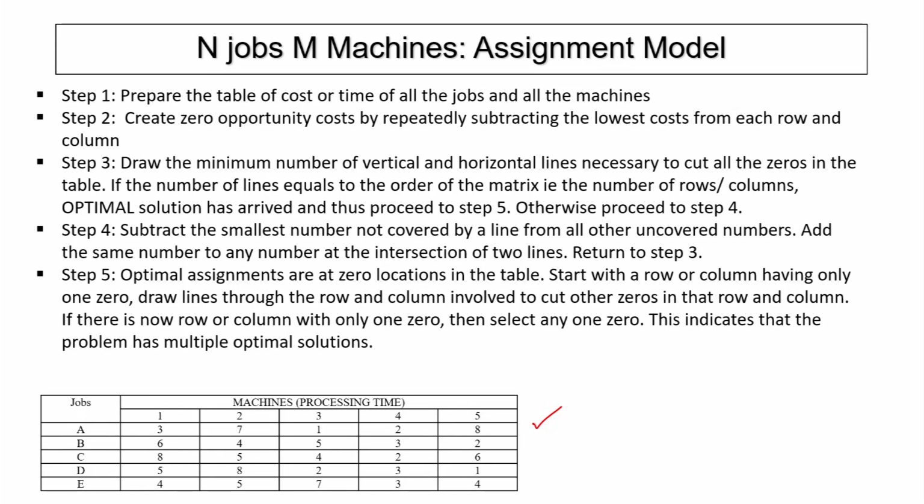If there is no row or column with only 1 zero, then select any 1 zero, and this also indicates that the problem has multiple solutions. So, I have given you this procedure, but you will be more clear once I solve this. Let us apply this assignment model to our given problem, where we have 5 jobs, namely A, B, C, D and E, and we have 5 machines, namely 1, 2, 3, 4 and 5, and we have to assign the jobs to the machines.